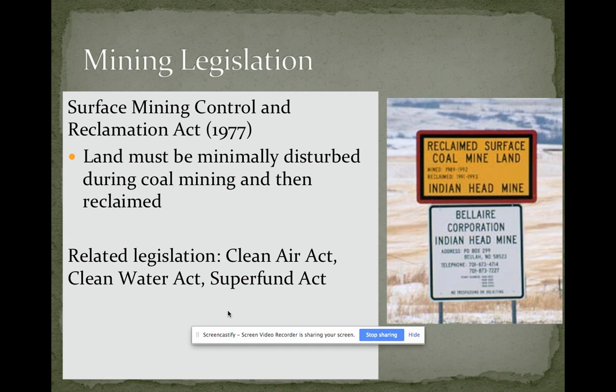Other related legislation is the Clean Water Act, Clean Air Act, and Superfund Act, which was the Toxic Hazardous Waste Act. So basically, there are all these laws set into place where you cannot pollute the air and the water, at least not to a certain extent, when you are doing these things. Now, not all countries are going to have these laws, which means that it might be less expensive to go into some other countries and mine instead of staying in countries that do have these reclamation laws.